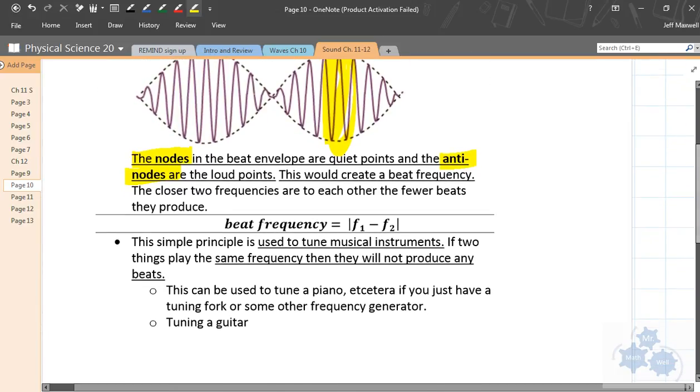So this is the formula for beat frequency right here. And of course, you know what these vertical brackets mean from math? That's absolute value. There's no positive or negative to this. The beat frequency would be simply the difference between the two frequencies. It's just the difference. If you've got two different frequencies, whatever their difference is, that's what the beat frequency would be.